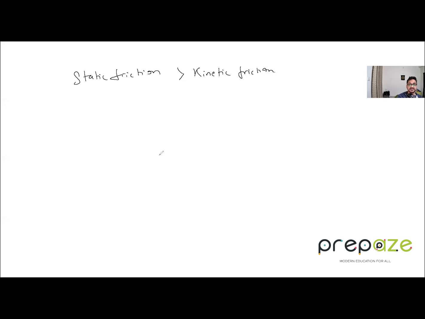Why does this happen? Because when the box was not moving, which friction was acting? Static friction. But when the box starts moving, which friction is acting? Kinetic friction. That's why the force required to move an object when it is already moving is less. All right, so that is basically the idea and how we differentiate static and kinetic friction.